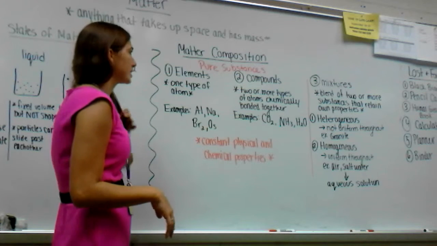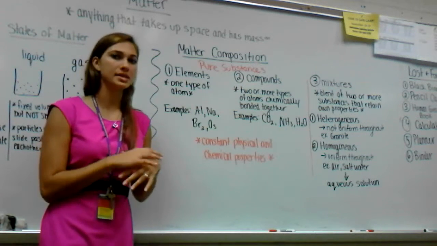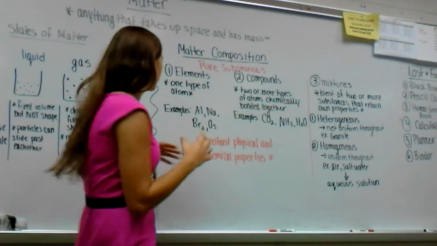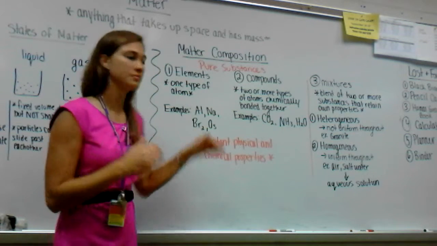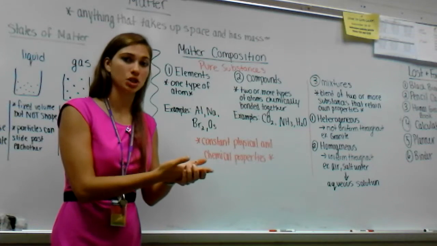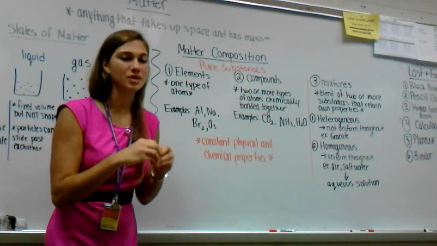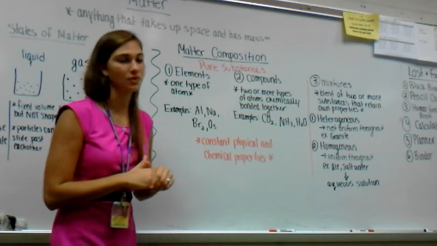So let's talk about pure substances first. So like I said, they're elements and compounds. An element is when you just have one type of atom. So for example, if I'm just dealing with aluminum, it's just going to be Al. All the atoms within the actual piece of aluminum that we see are only going to be aluminum atoms. There's nothing going to be mixed in with that.